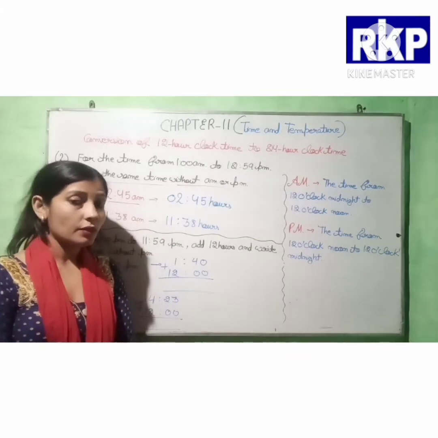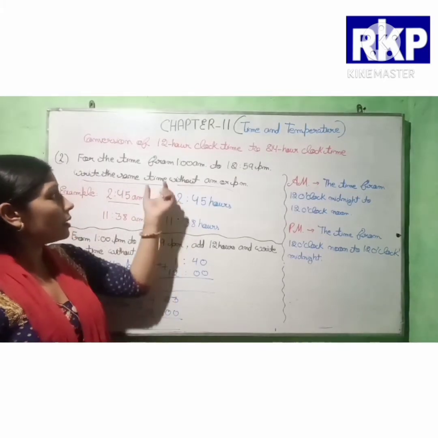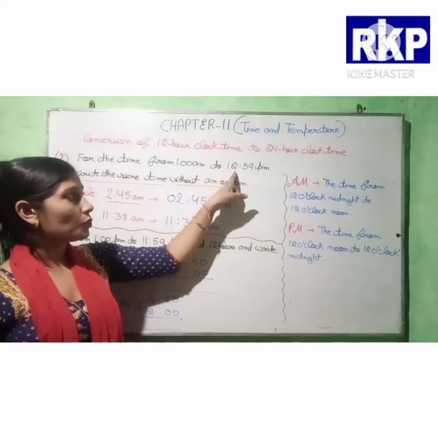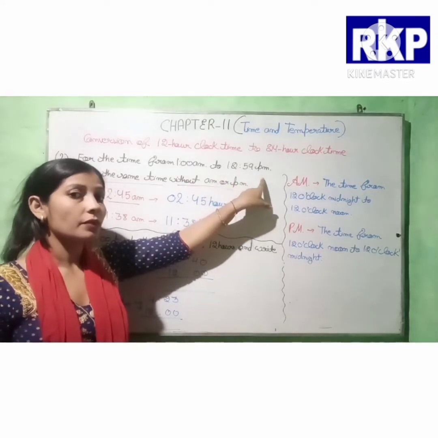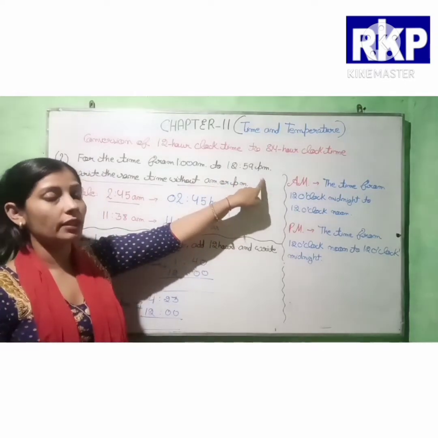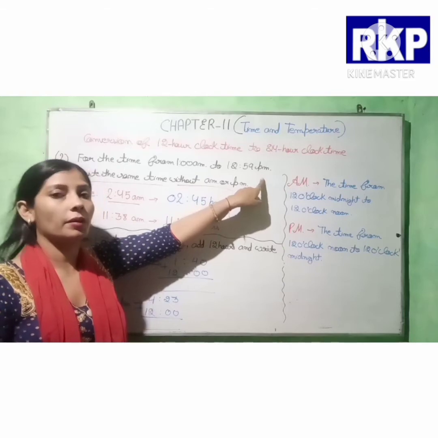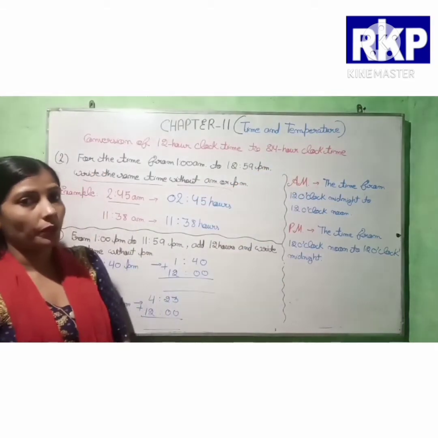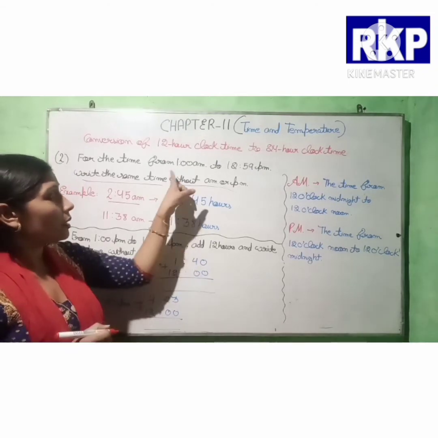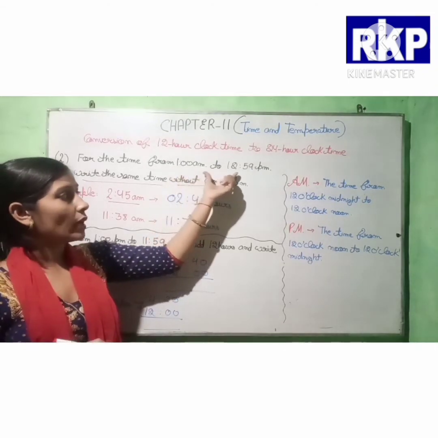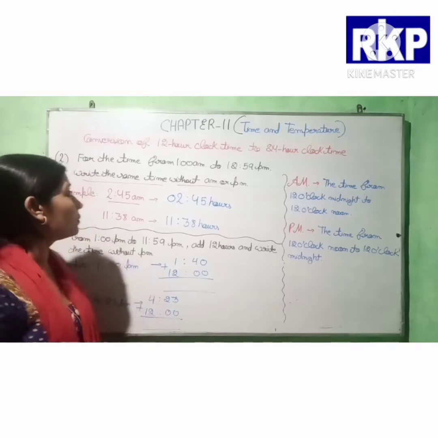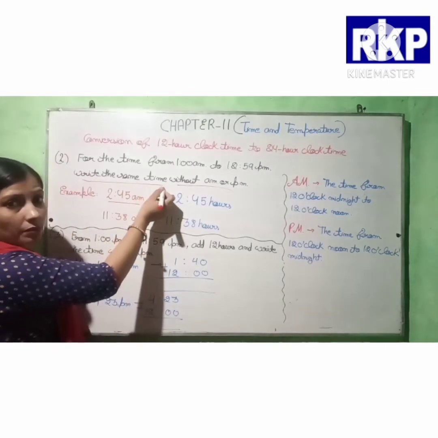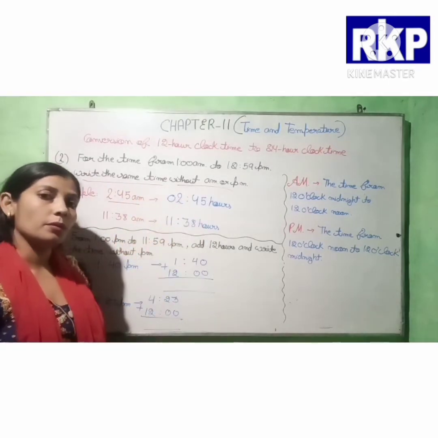Let us see if the given time is from 1 am to 12:59 pm. Then what will we do? How can we convert the given time into 24-hour clock time? If the given time is from 1 am to 12:59 pm, then write the same time without am or pm.